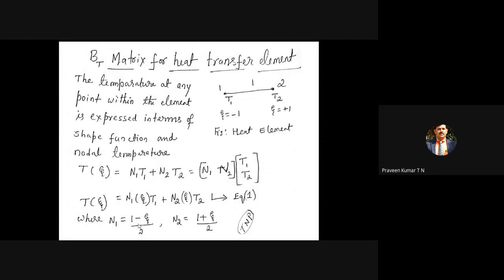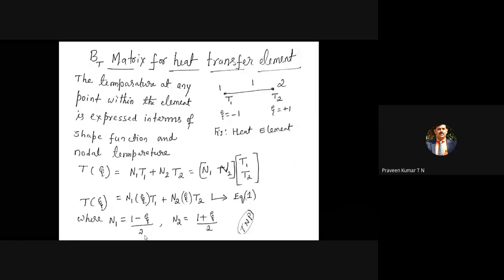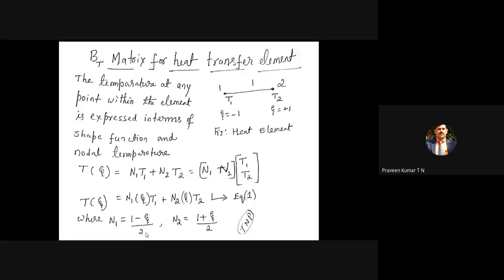If you summarize, the formula for N1 is (1 minus xi) divided by 2. Those formulas you have to remember. Similarly, just as you remember the Hermite functions for the beam, where H1 is equal to 1 by 4 (1 minus xi) whole squared times (2 plus xi), and so on, here also you have to remember that for the bar element as well as the heat transfer element, N1 and N2 are the same. N1 is equal to (1 minus xi) divided by 2, which we have just derived, and in the similar way N2 is equal to (1 plus xi) divided by 2. The difference is only the sign: N1 is 1 minus xi, and N2 is 1 plus xi.